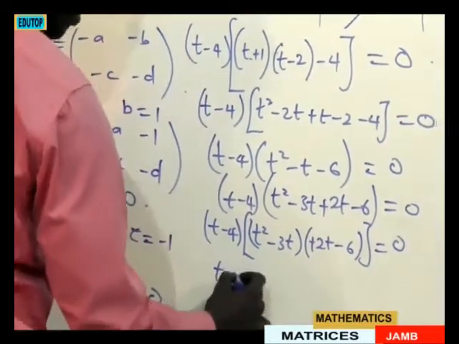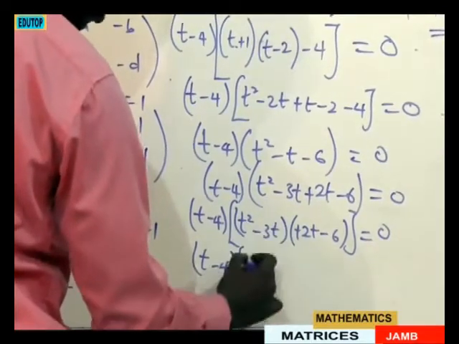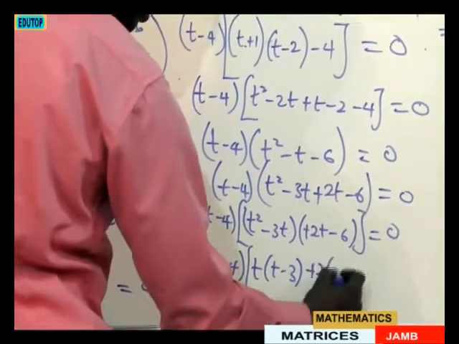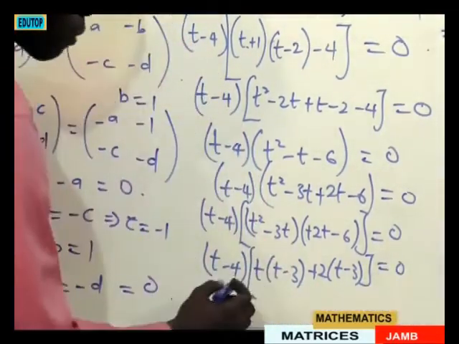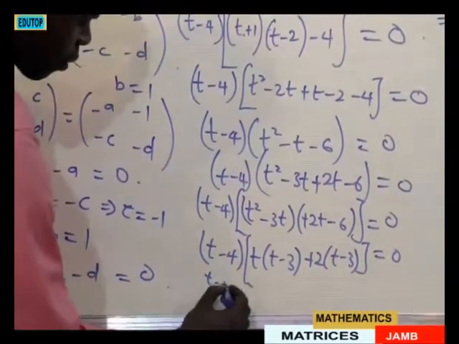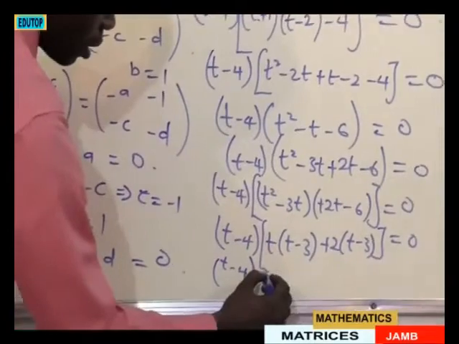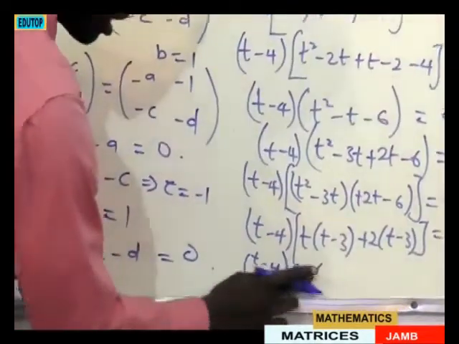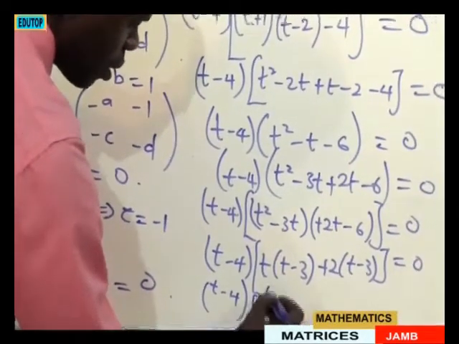So you have t minus 4. And this one will be, t is common here, t into t minus 3, plus 2 is common here, t minus 3 equals 0. So we have our t minus 4, and this one will be, in a bracket, t into... So what is common here? T minus 3. So t minus 3.